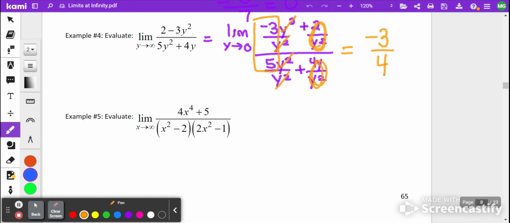So why don't you go ahead and pause that video, FOIL the denominator here, and then take the limit, and we'll see if we get to the same number. So go ahead and pause that video. No cheating. Pause it.